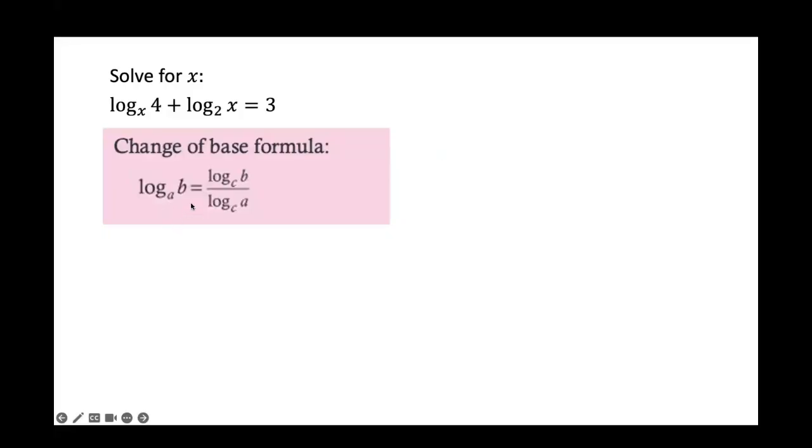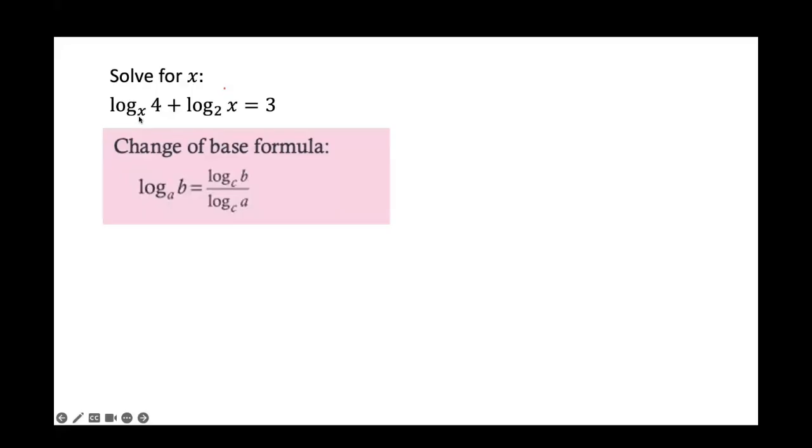So if you have log b to base a, then using the concept of change of base, let's say you want to change this to a new base c, then it becomes logarithm of the number, so logarithm of b to your new base c, divided by logarithm of the original base, so base a, to your new base c.